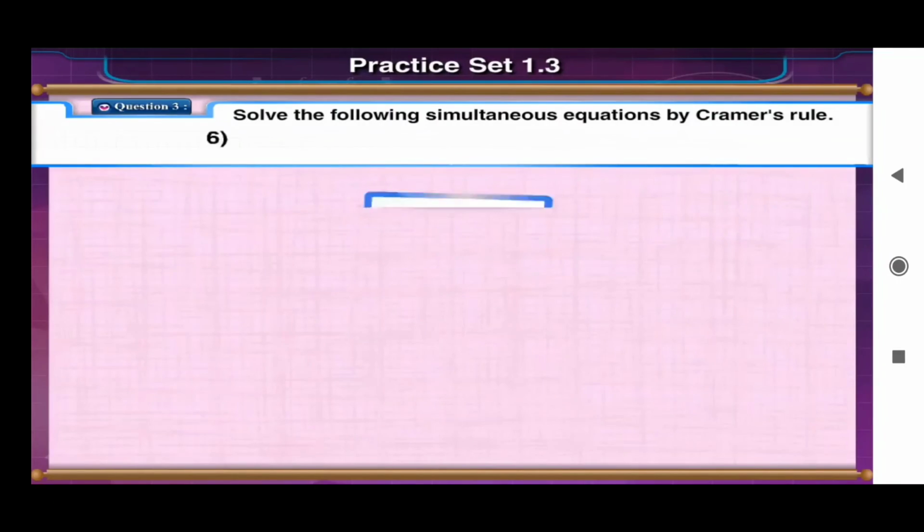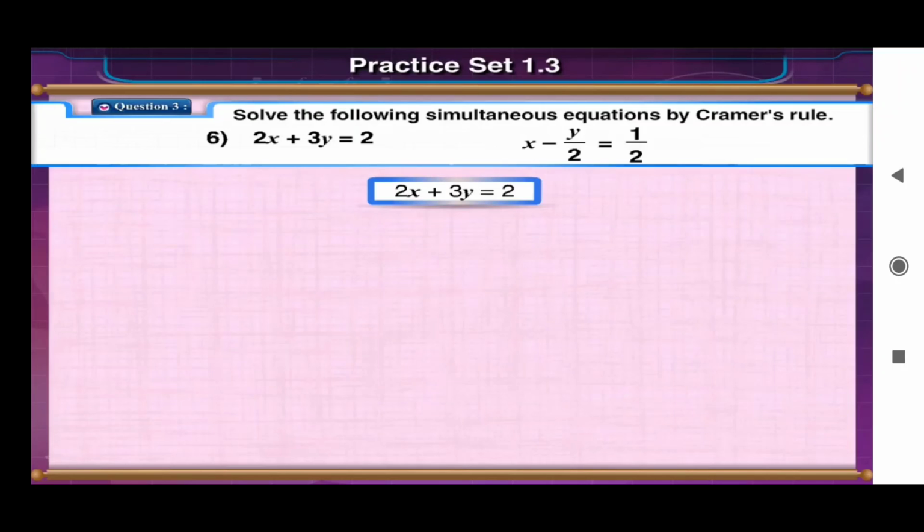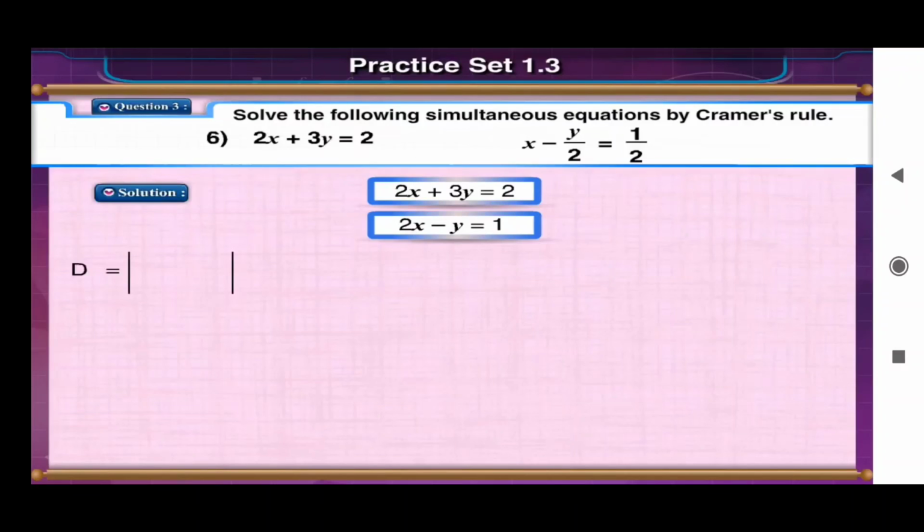6. 2x plus 3y is equal to 2 and x minus y upon 2 is equal to 1 upon 2. So, 2x minus y is equal to 1. D is equal to determinant of 2, 3, 2, minus 1, which is equal to 2 into minus 1 minus 3 into 2. That is equal to minus 2 minus 6, and that is equal to minus 8.